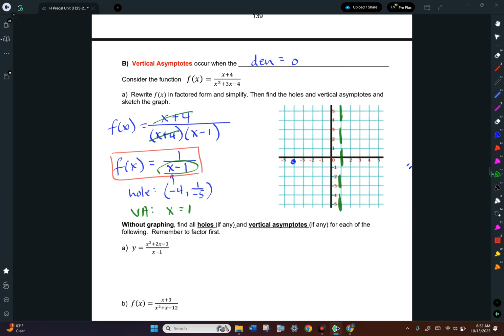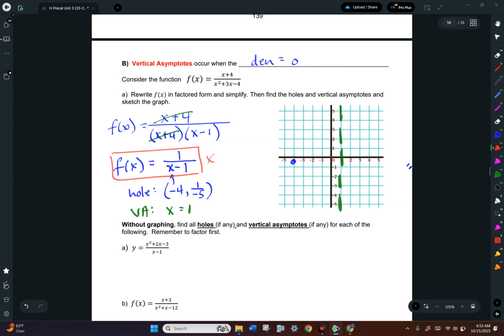Notice the difference in how I present my hole and my vertical asymptote. The hole is an ordered pair, but the vertical asymptote is a vertical line. So you have to write it as the equation of a vertical line, so x equals whatever number. All right, so back to what I was saying. How do I know what this graph looks like? Well, look at the simplified version of the equation.